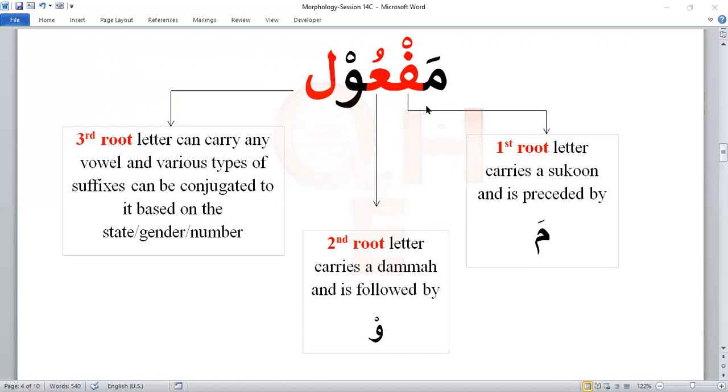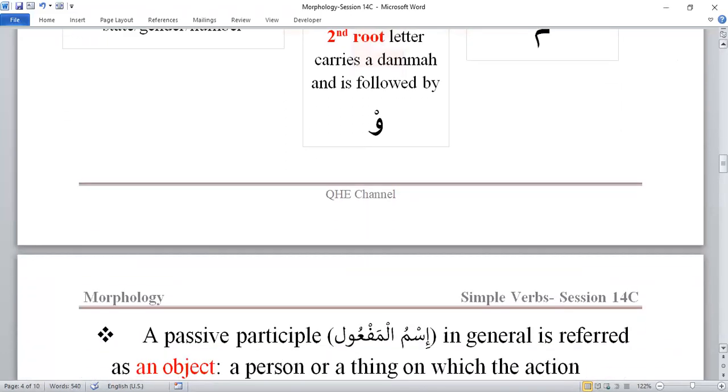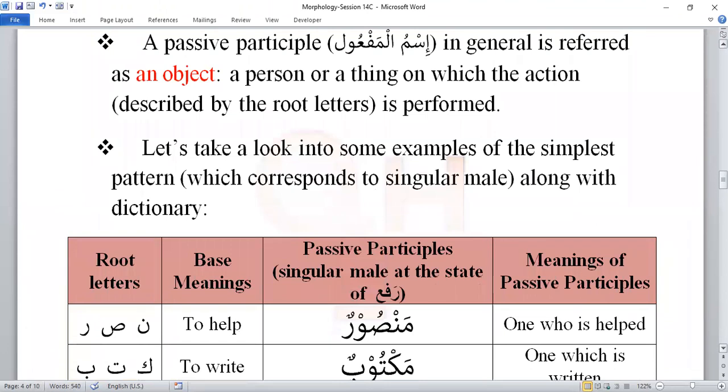We are showing the conjugation using fa, ayn, lam as the root letters. Now let's go over some general information about passive participle. What is a passive participle? A passive participle is a word. In general, it refers to an object, meaning a person or a thing on which the action described by the root letters is performed. Now let's look into the simplest form of passive participle, which corresponds to singular male.